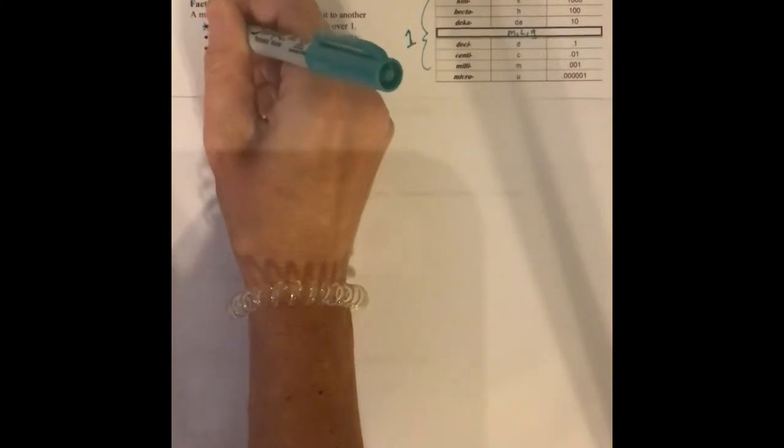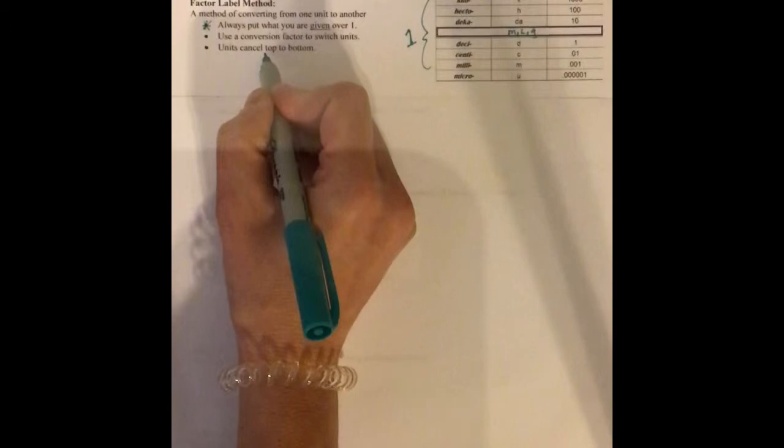Okay, you're going to hear the term factor label method quite a bit in chemistry. It's a way of converting units. You're always going to start by putting what you are given over 1. And I would say this is the central rule of factor label method. Then you're going to use a conversion factor, one of these, or another conversion factor that's given to you in the problem. And then our units need to cancel top to bottom.